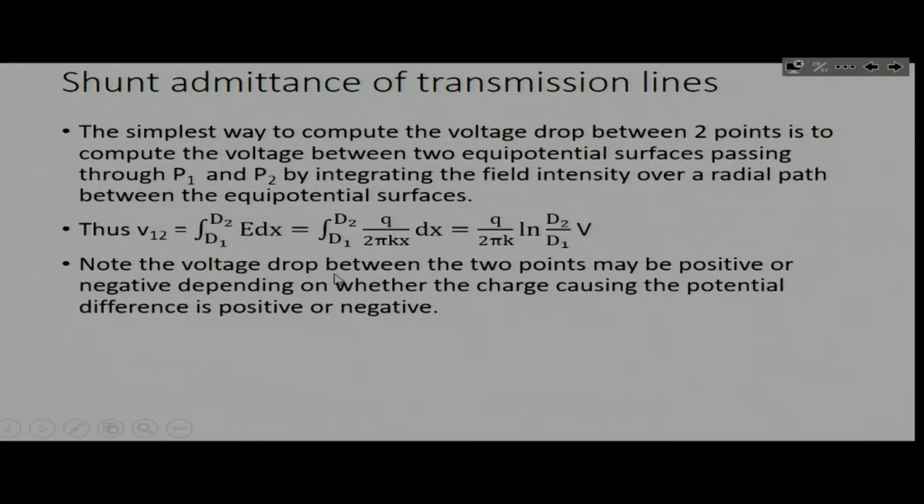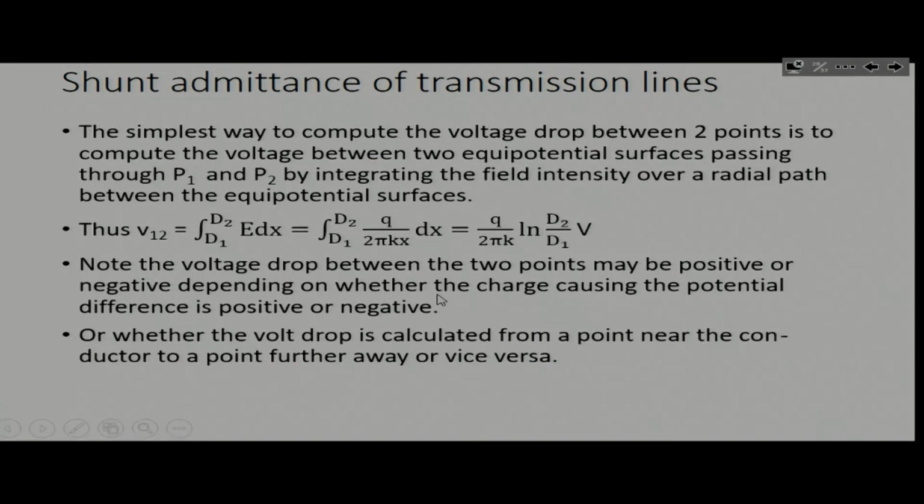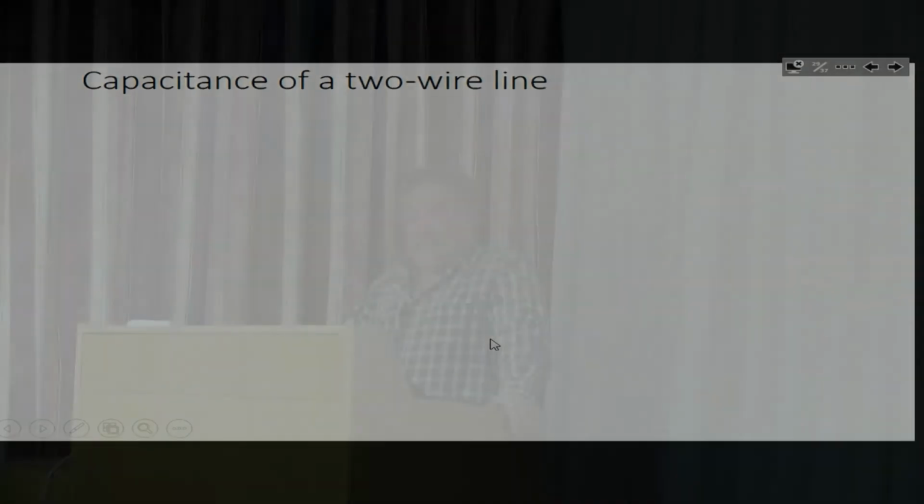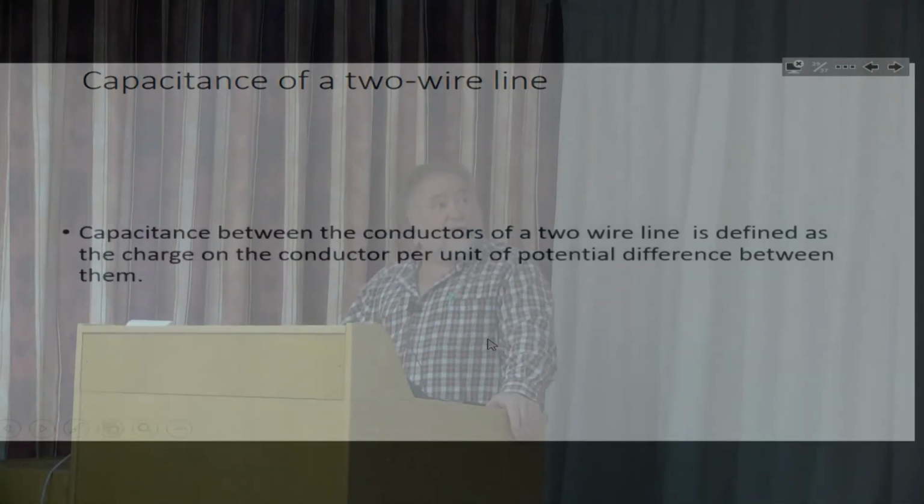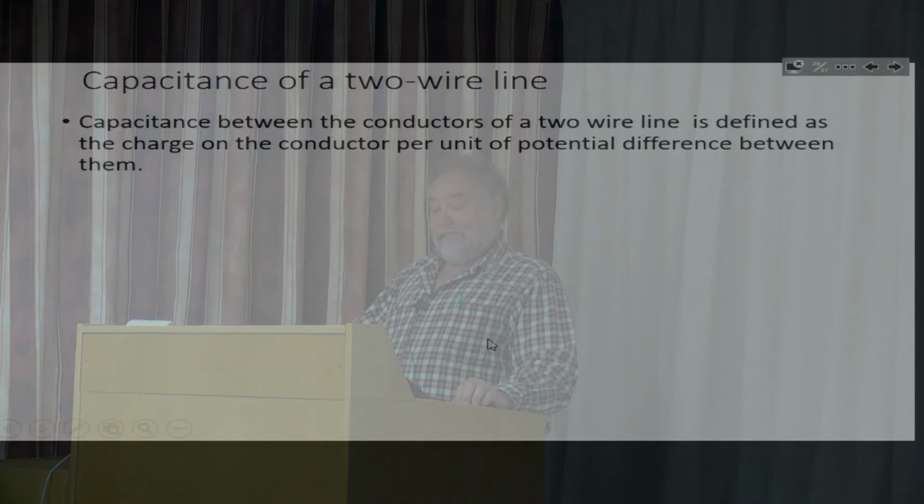Note that the volt drop between 2 points may be positive or negative depending on whether the charge causing the potential difference is positive or negative, or whether the volt drop is calculated from a point near the conductor to a point further away, or vice versa. Let's look at the capacitance of a two-wire line.